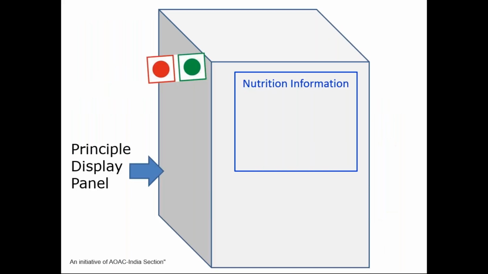The regulations or the rules specify what is known as the principal display panel. So the red vegetarian or non-vegetarian symbol is expected to be on the principal display panel, that is the main panel, which will contain the name of the food and any trade name, etc. So that is on the main panel, and you will see on the side panel you have the nutritional information.